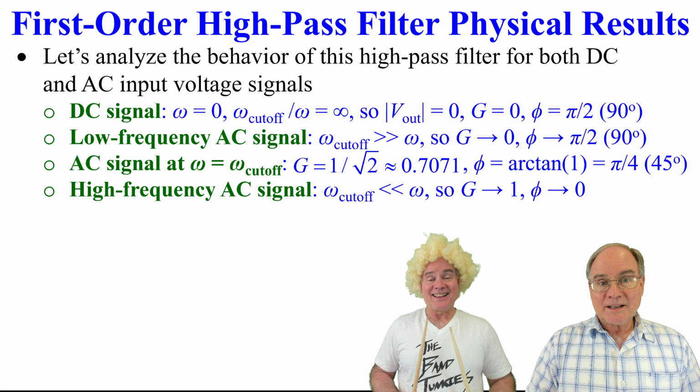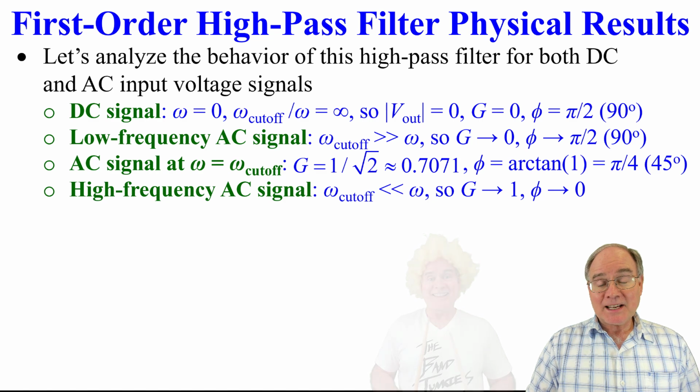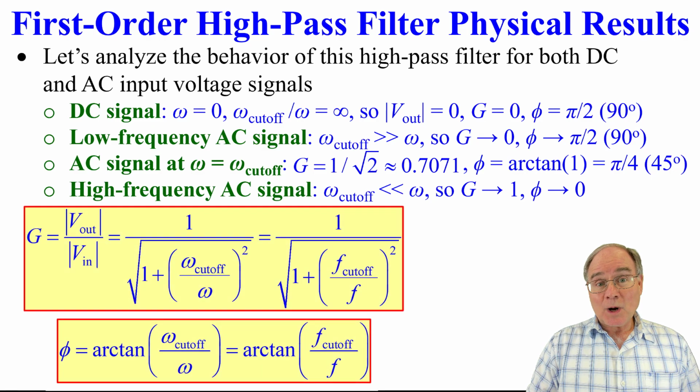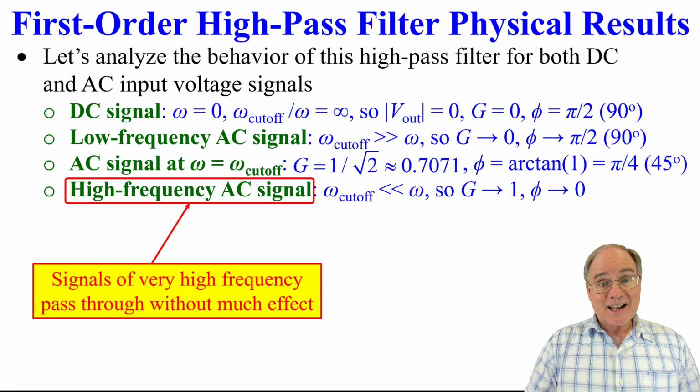Drummer. Now consider a very high-frequency AC signal, where omega cutoff is much less than omega. In that case, the gain approaches 1, and the phase shift approaches 0. Signals of very high frequency pass through without much effect. This is why we call it a high-pass filter.